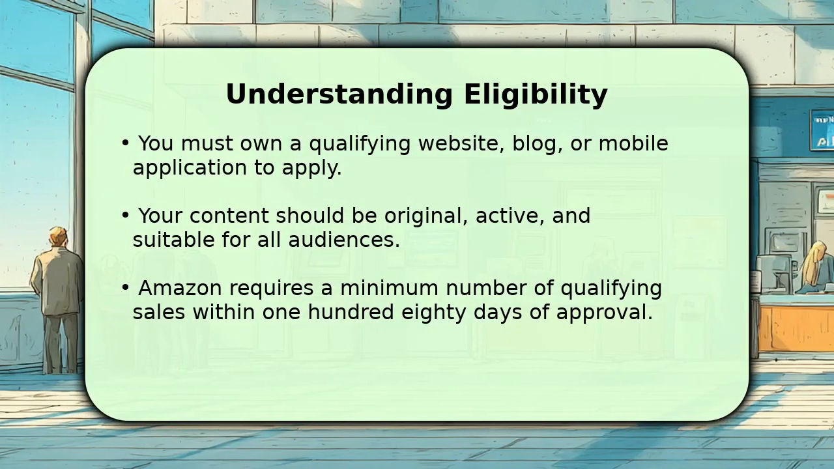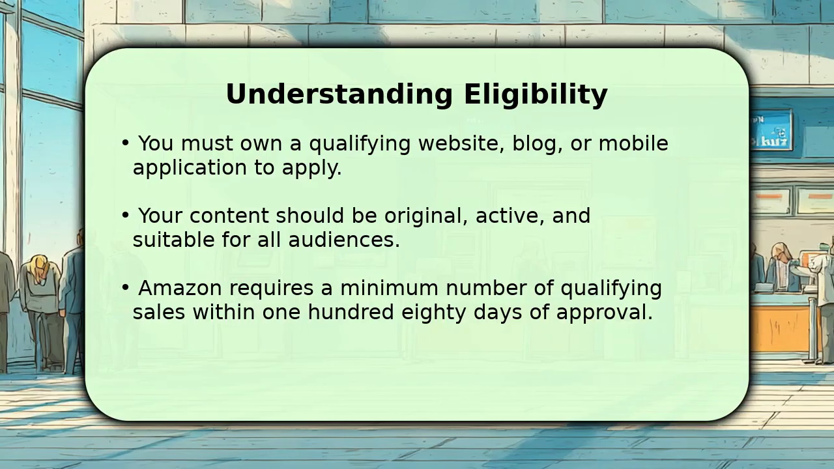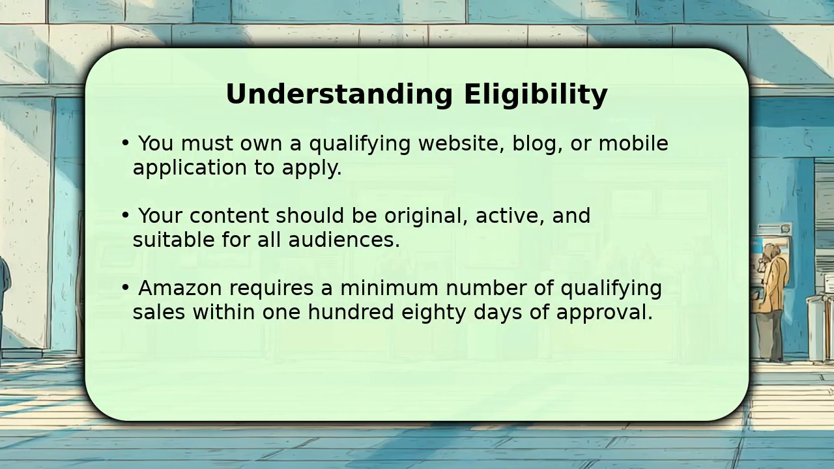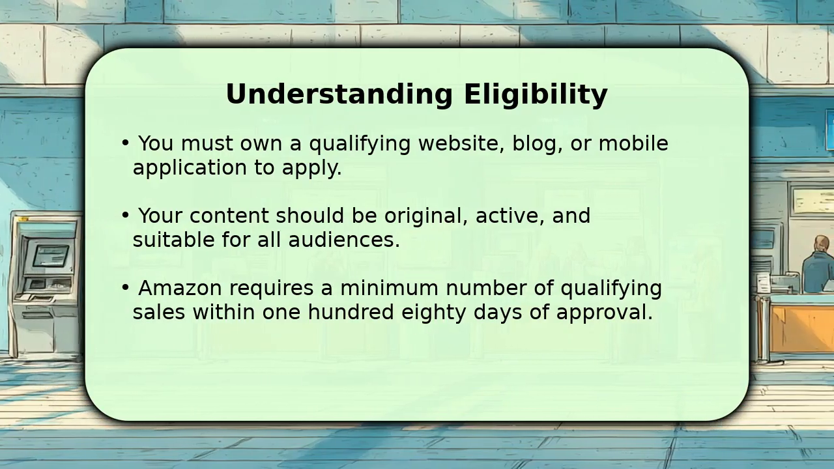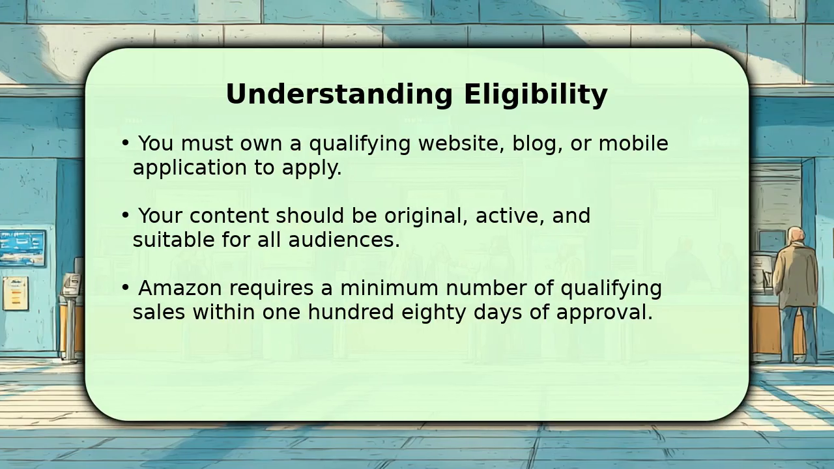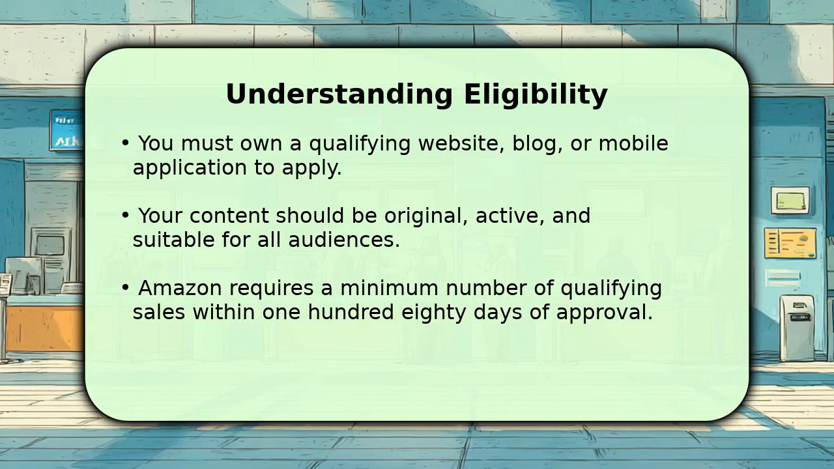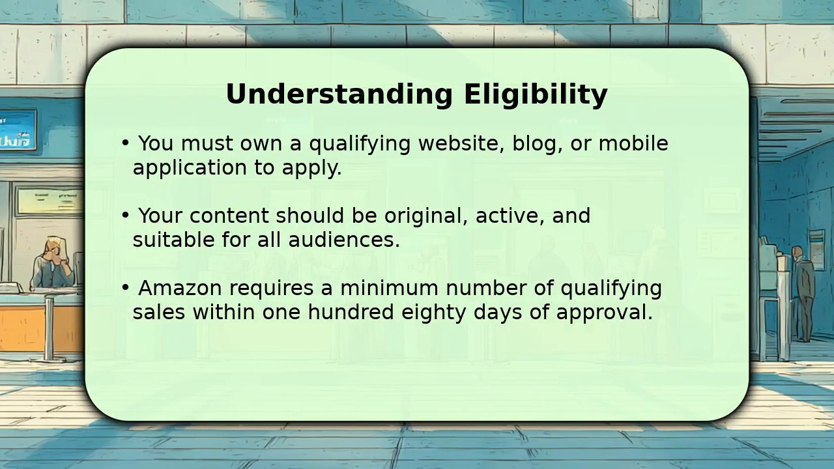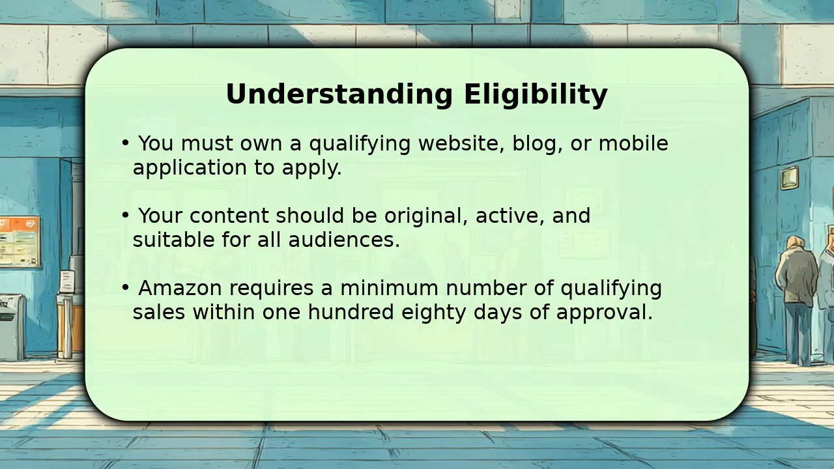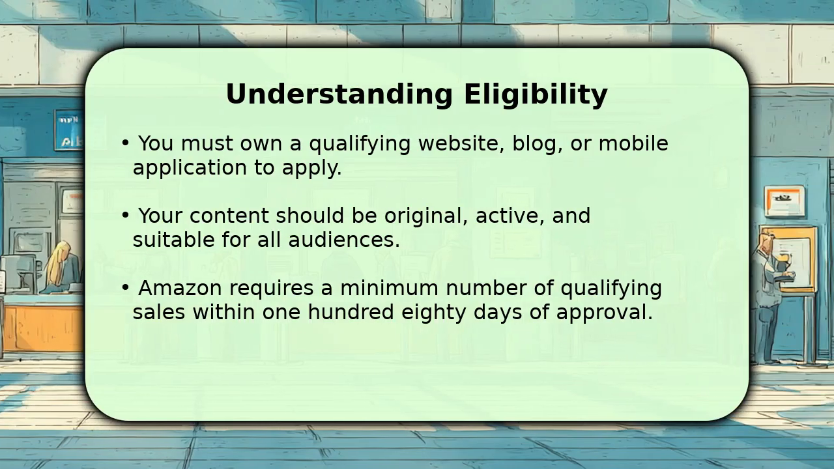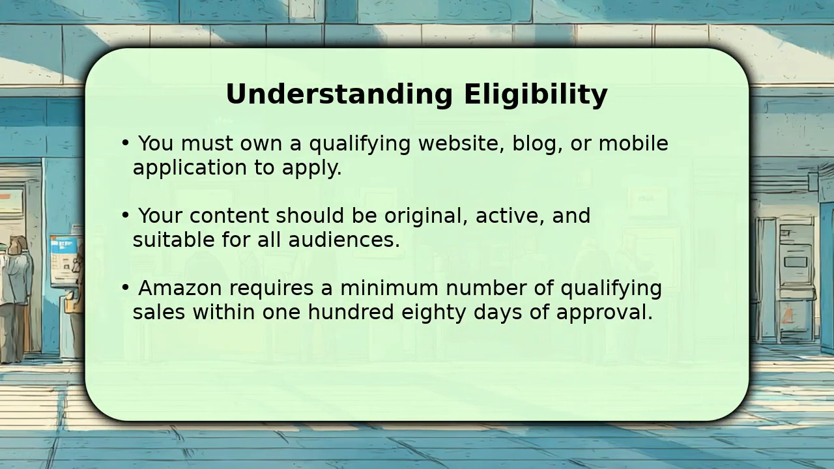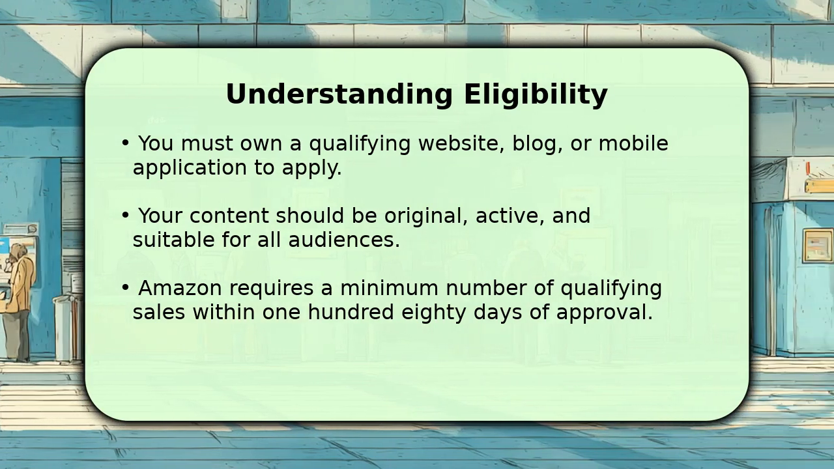Amazon has specific eligibility criteria that applicants must meet before approval. You need a functioning website, blog, or app with original content that is publicly accessible. Your site should also be family-friendly, avoiding inappropriate material. Furthermore, Amazon requires you to generate at least 3 qualifying sales within your first 180 days, or your application may be withdrawn. Meeting these initial criteria is essential for a successful application.